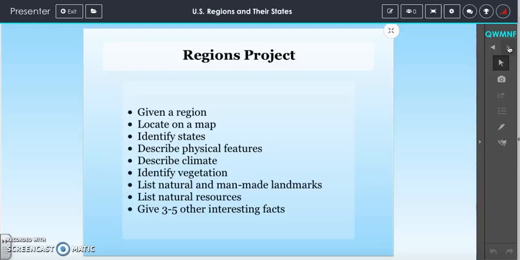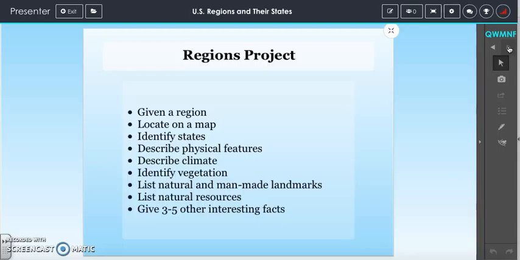You are also going to describe the climate or the weather of your region. What's it like in the winter, in the summer? Does it rain a lot? Does it snow a lot? Is it dry? Describe the climate of your region. You're also going to identify vegetation, or the plant life that can be found growing in your region.